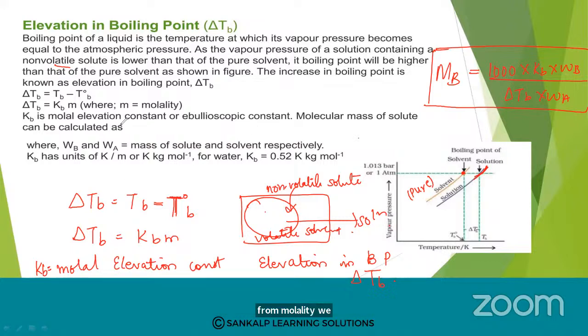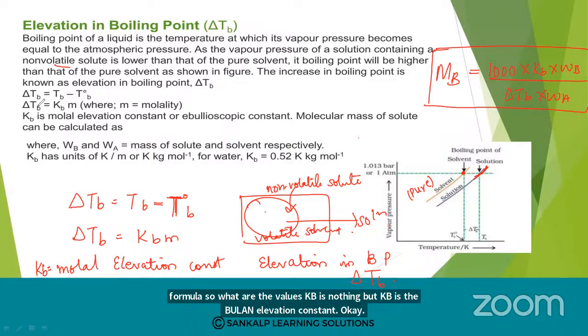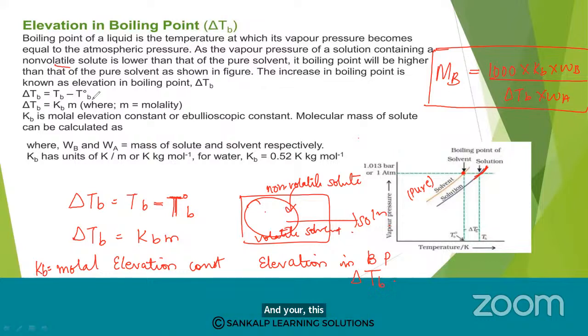So what are the values? KB is the molar elevation constant. And this delta TB represents your elevation in boiling point. And this is the formula. So please note this formula. Based on this also, we are going to solve some problems.